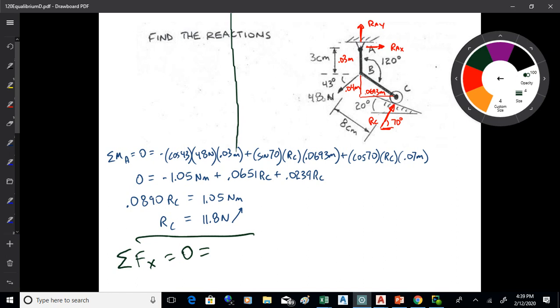Well, I got RAx plus 11.8 newtons cosine 70, right? Yeah. And then just normal to this one, minus that force cosine 43 times 48, 90 minus 30. Oh, you went to the right? Or negative left? It's just cosine of 43.